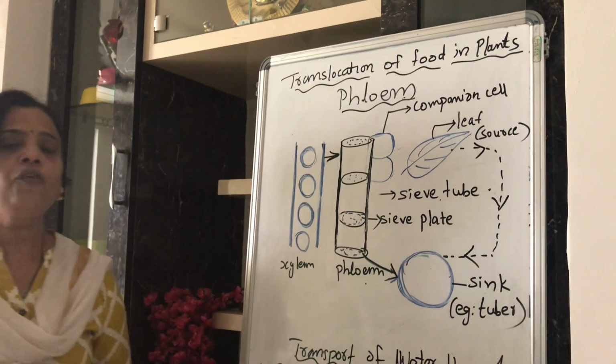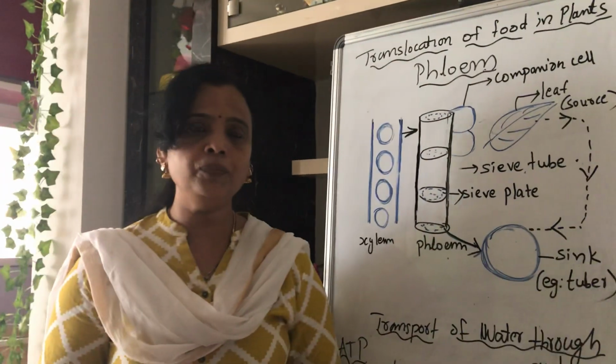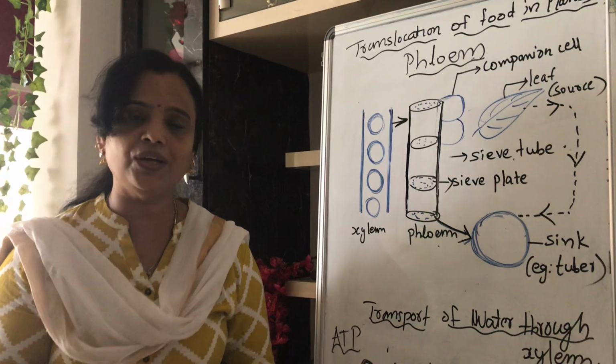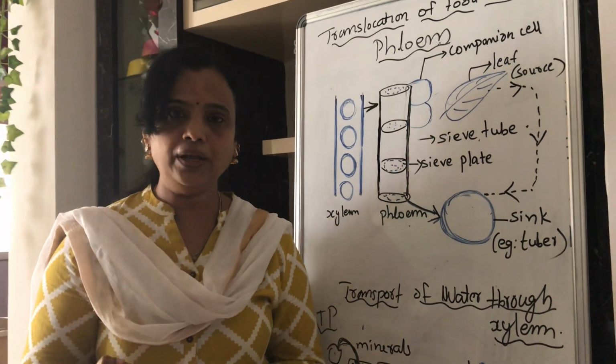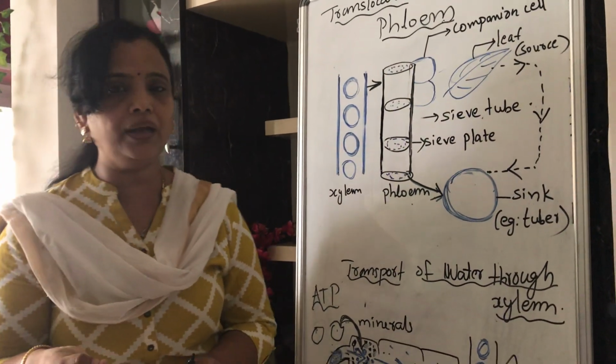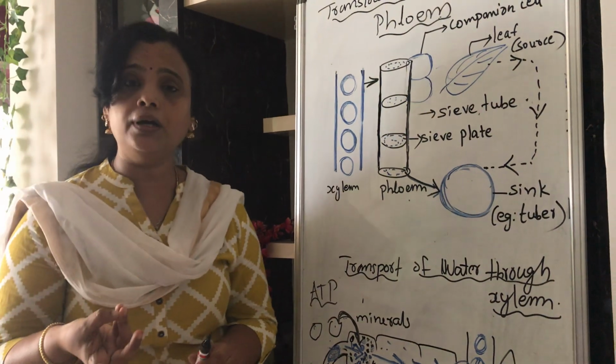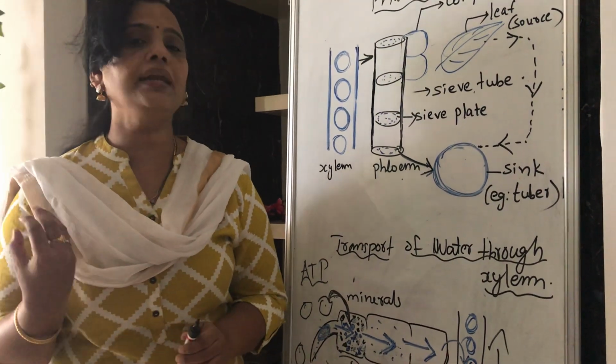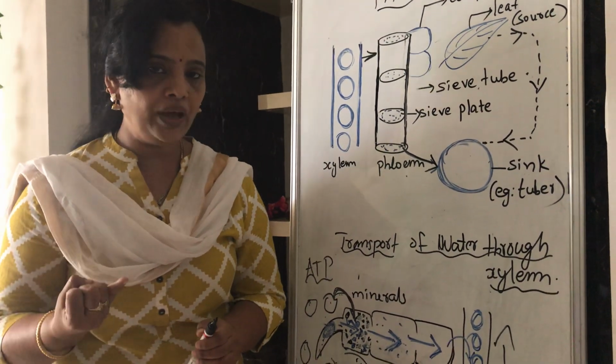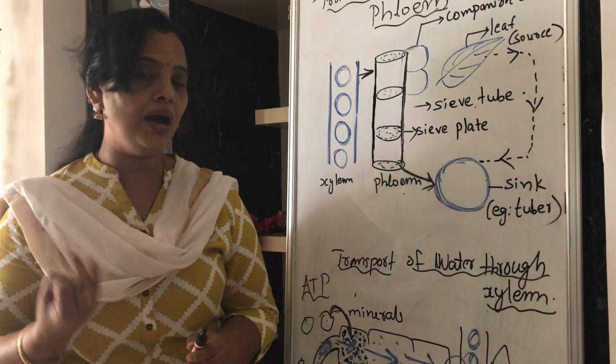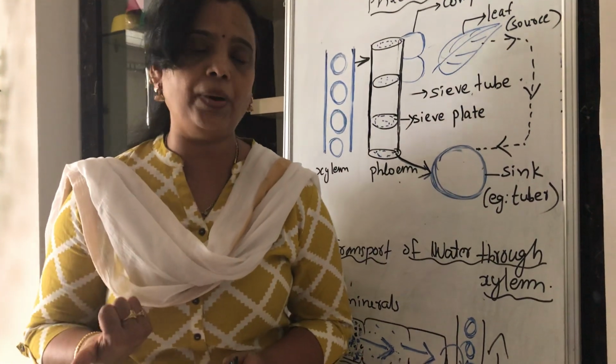Now you know that phloem is again a complex tissue which is made up of 4 types of cells. Yes, can you tell the 4 types of cells? The phloem parenchyma, phloem fibers, sieve tubes and companion cells. Phloem fibers, phloem parenchyma, sieve tubes and companion cells.